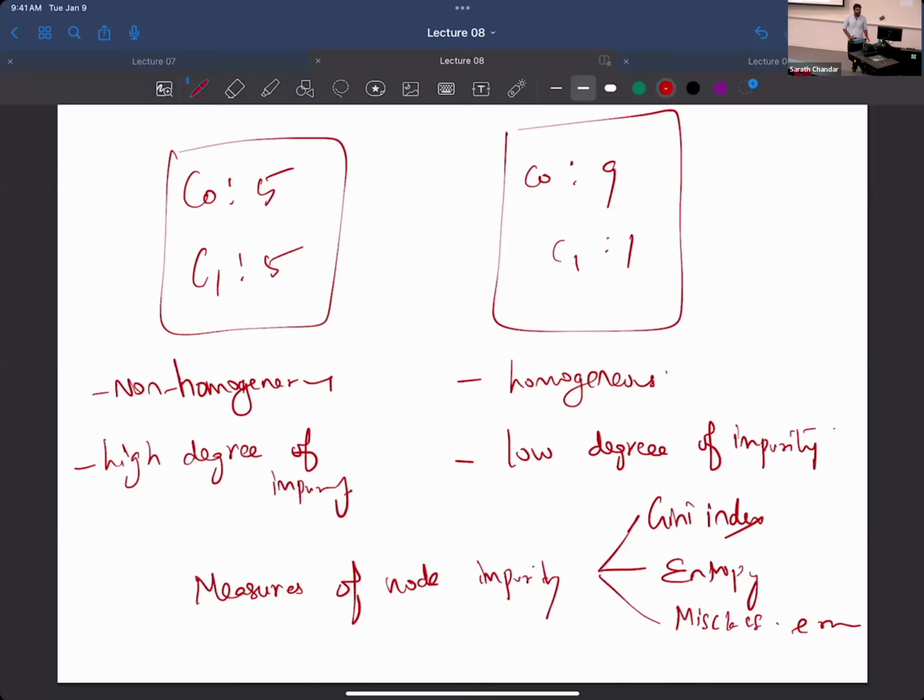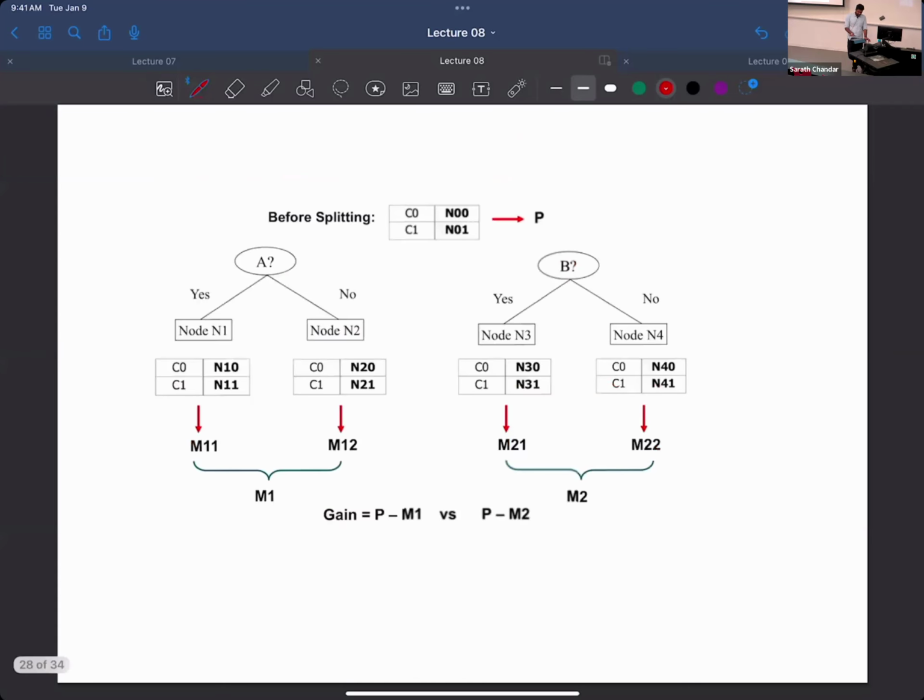Is that clear? So we will see the definition of all these 3 measures soon. But before that, let's look at the general principle. The general principle is, before splitting, you have certain number of class 0 and class 1. So you will use your measure to compute the node impurity or homogeneity, whatever you care about. Okay, so that is before splitting.